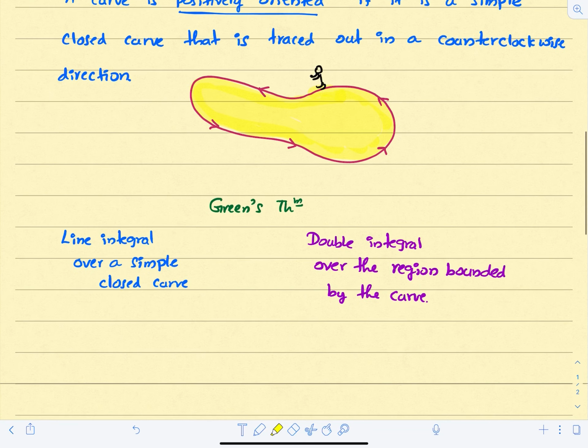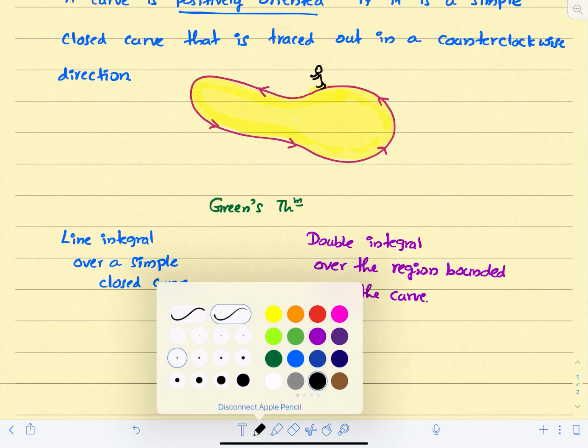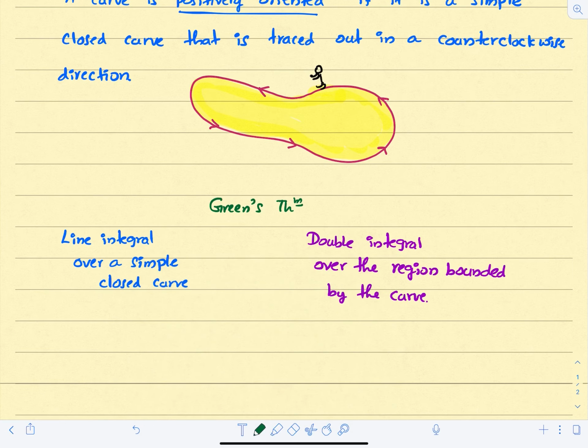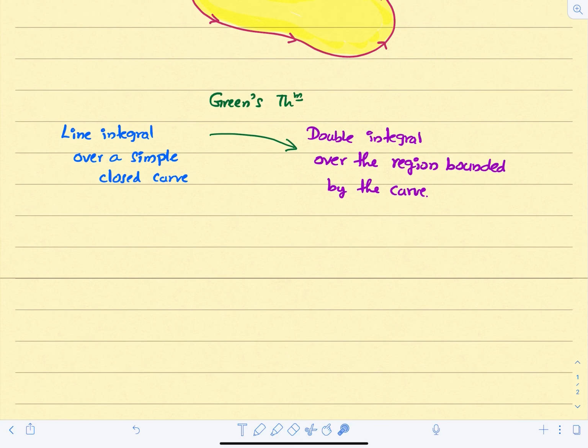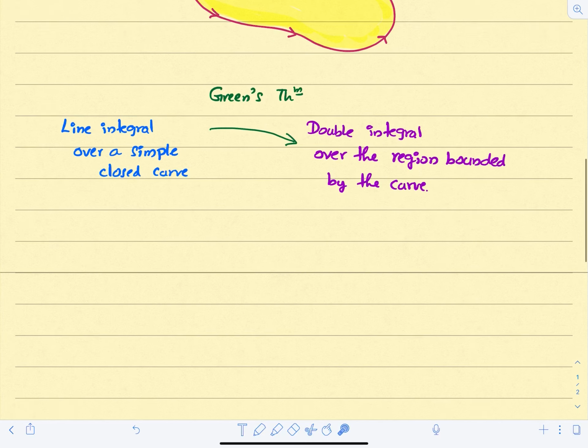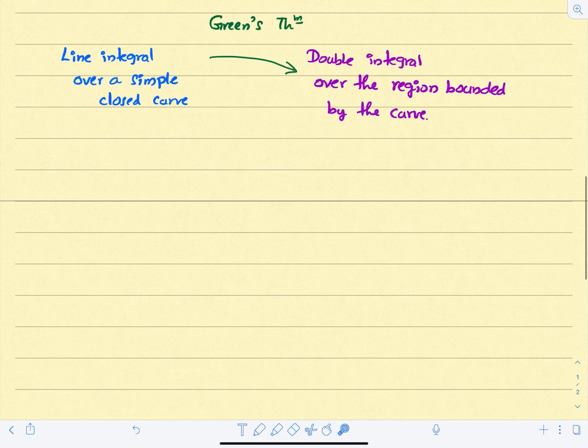Now here's the basic idea of Green's theorem. Green's theorem connects a line integral over a simple closed curve to a double integral over a region bounded by the curve. So again, remember this: Green's theorem will connect the line integral over a closed curve to a double integral over the region bounded by the curve. Now we are ready to state the theorem.